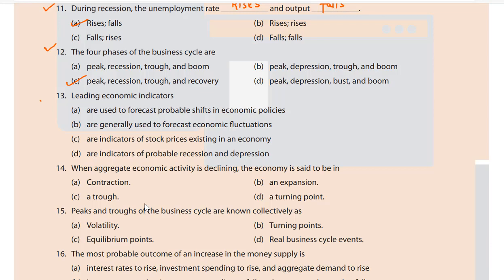Question 13. A. Leading economic indicators are used to forecast probable shifts in economic policies. B. Leading economic indicators are generally used to forecast economic fluctuations. C. Leading economic indicators are indicators of stock prices existing in an economy. Or D. Leading economic indicators are indicators of probable recession and depression.